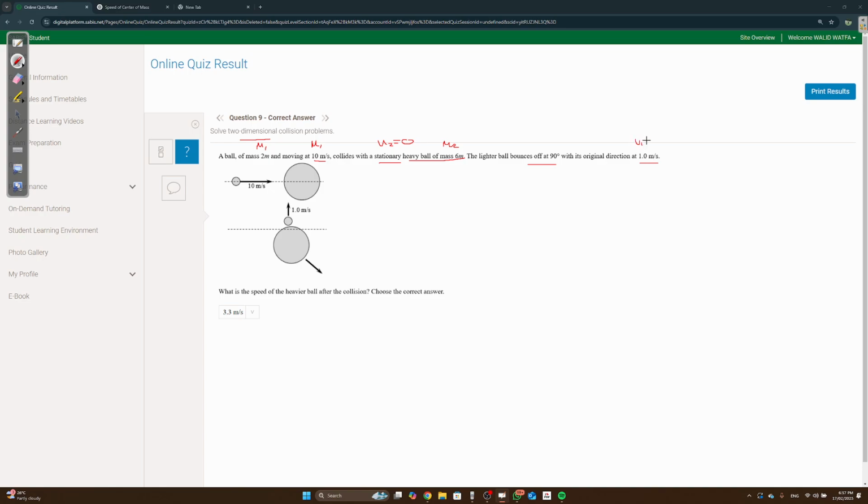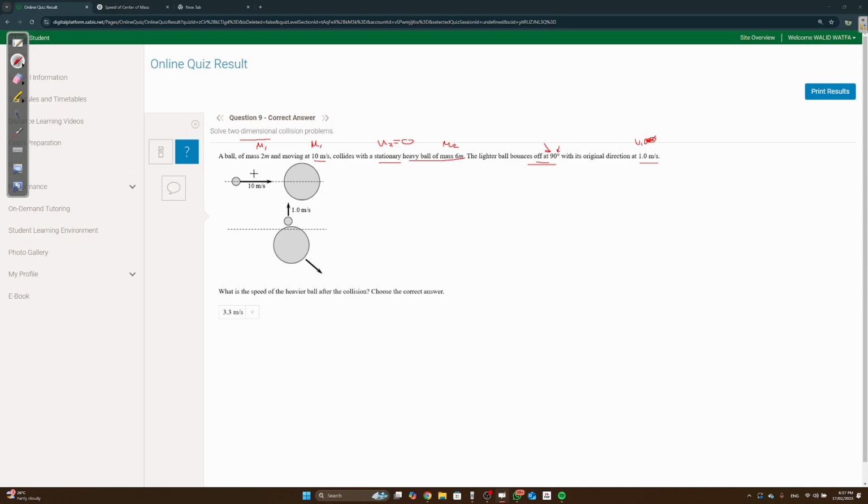For v1, let's just call it v1. I'll elaborate in a bit. And that's 90 degrees. So this is before the collision, it hits it, and then after the collision it bounces back up at 90 degrees. The second you see two-dimensional, or any angle, every velocity, I need you to express it as a vector. Okay, so let's take a look.